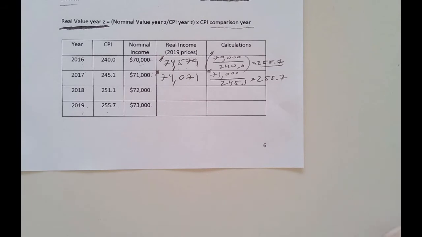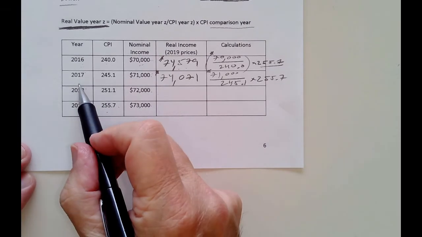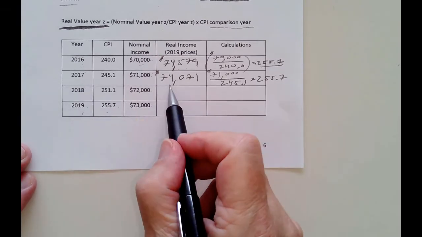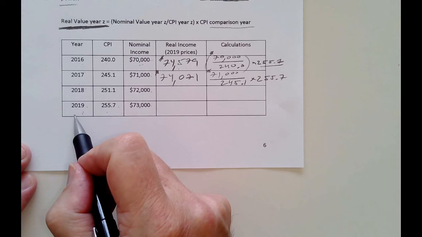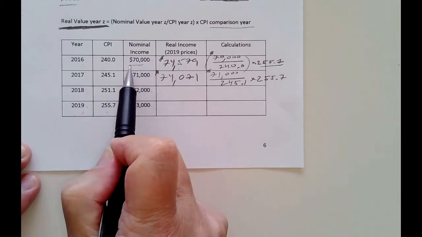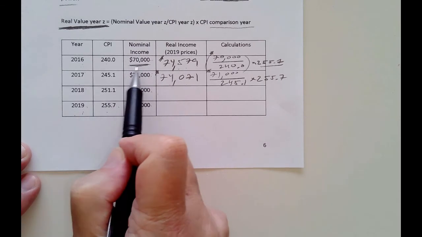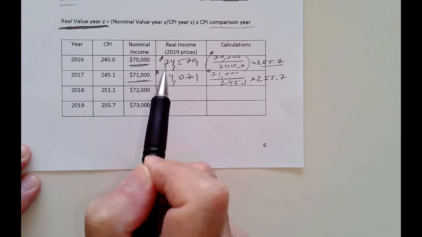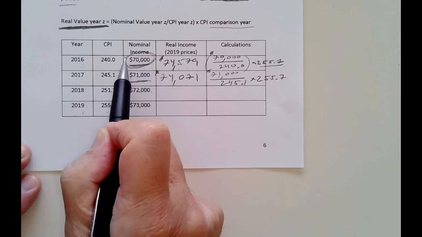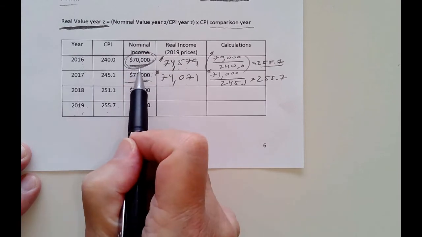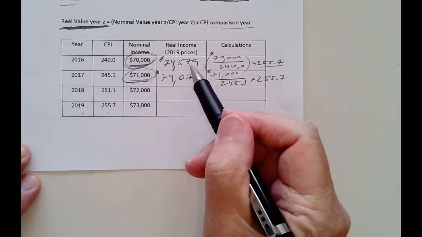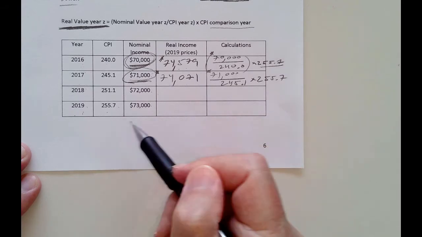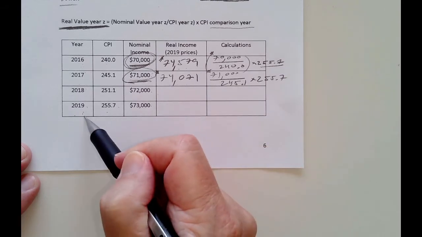So $71,000 in 2017 has the same purchasing power as $74,071 in 2019. So that means this money here is actually worth more in what it can buy than this money here. This money here, $70,000 in 2016, has higher purchasing power than this money here. How much higher? Over $500 in terms of 2019 prices.